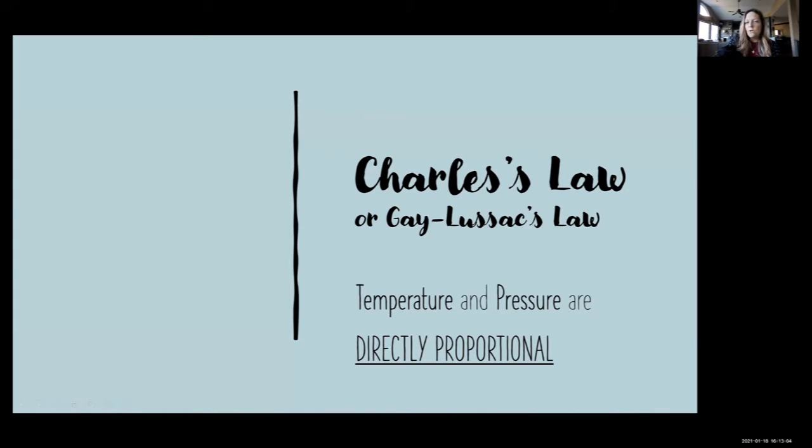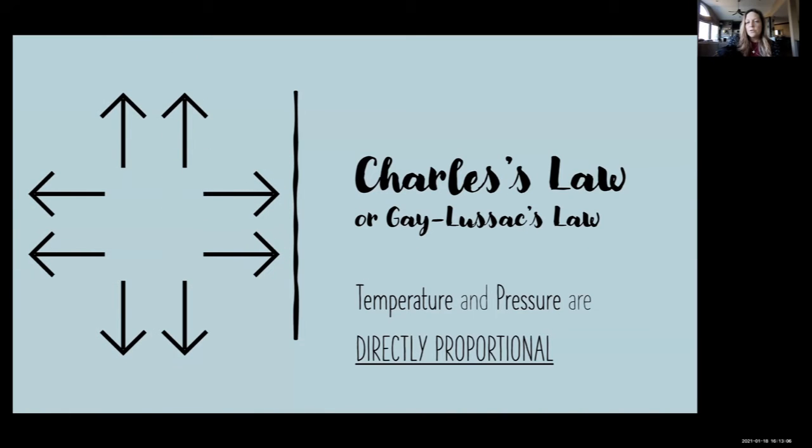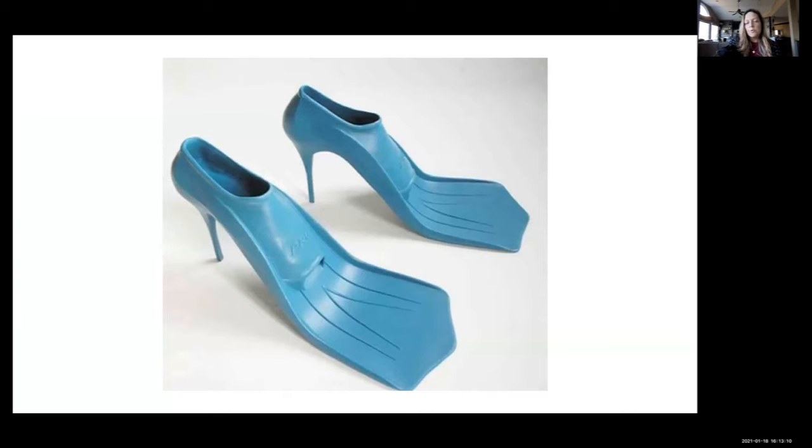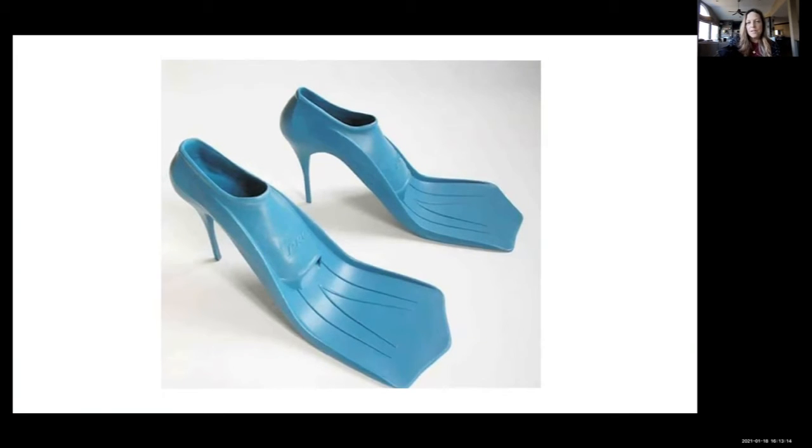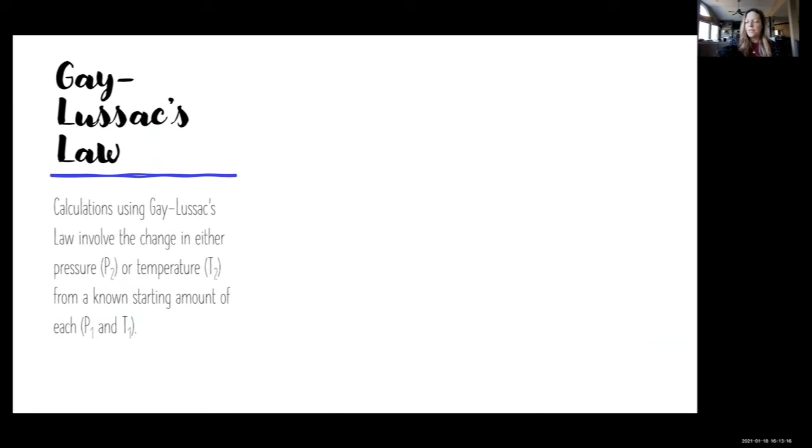So Charles's law or Gay-Lussac's law, temperature and pressure are directly proportional. And directly proportional again, meaning if one goes up, the other goes up. If one goes down, the other goes down. Calculations using Gay-Lussac's law involve the change in either pressure or temperature from a known starting amount.